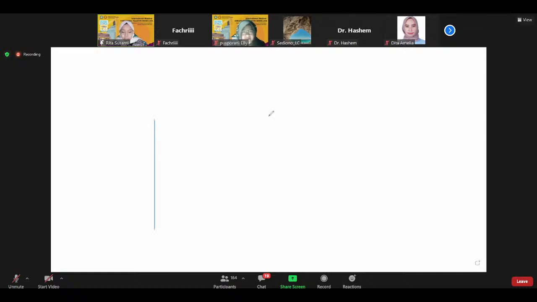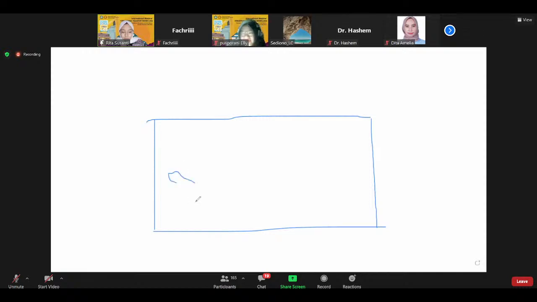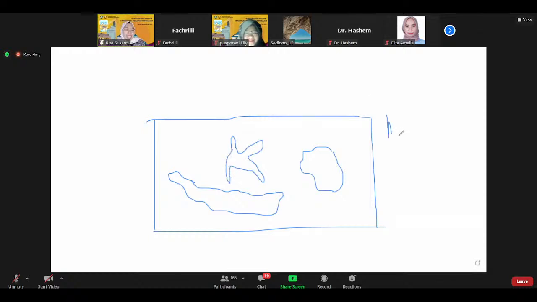Okay. It's quite complicated to draw, but I think it's easy to guess. Wait for a moment. The map. Indonesia. Yes, it's a map. Good. Okay, well, we're going to the next one.